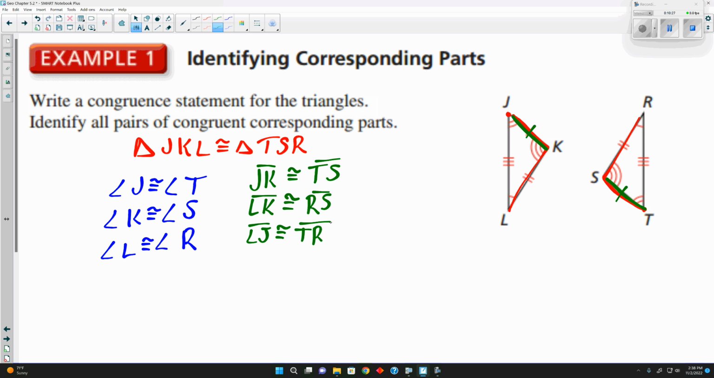So if it asks for all the corresponding parts, all the congruent parts, we need all three sets of angles, all three sets of sides for triangles. For the congruency statement, we need the congruency statement on top. So there are 7 parts to this. Questions on this here? We ready for the next one?